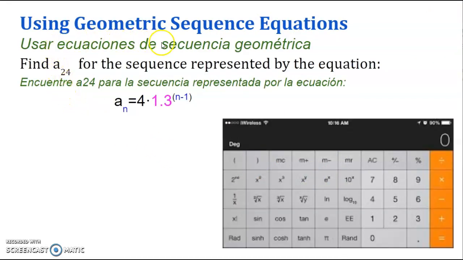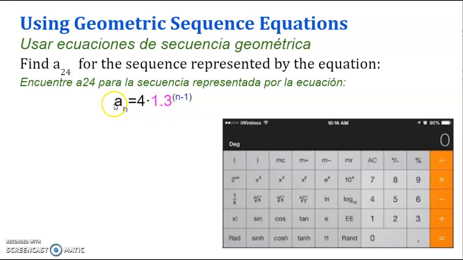Now, using geometric sequence equations, to find a sub 12 for the sequence represented by the equation, let's break this apart. There are a lot of dots here. The first dot, between 4 and 1, notice that it is higher on the line. It's in the middle of the line. So that means this is a multiplication symbol, even though it's just a dot, as opposed to this dot at the bottom, that is a decimal point. Make sure that you do not get those two mixed up.